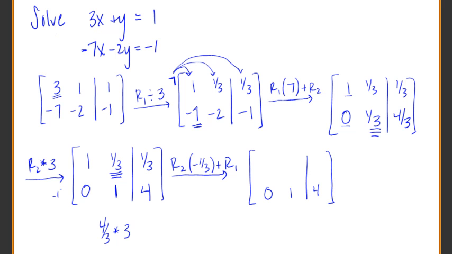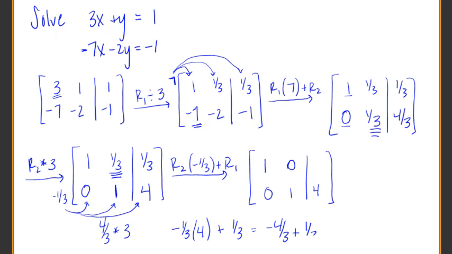Okay, so here we go. We're going to go negative 1/3 times 0, which is 0, plus 1, 1. Negative 1/3 times 1 is negative 1/3, plus positive 1/3 is 0. That's good. And negative 1/3 times 4 plus 1/3. Well, that's saying a negative 4/3 plus 1/3. So negative 4 plus 1 is negative 3 over 3. Negative 3 divided by 3 is a negative 1.